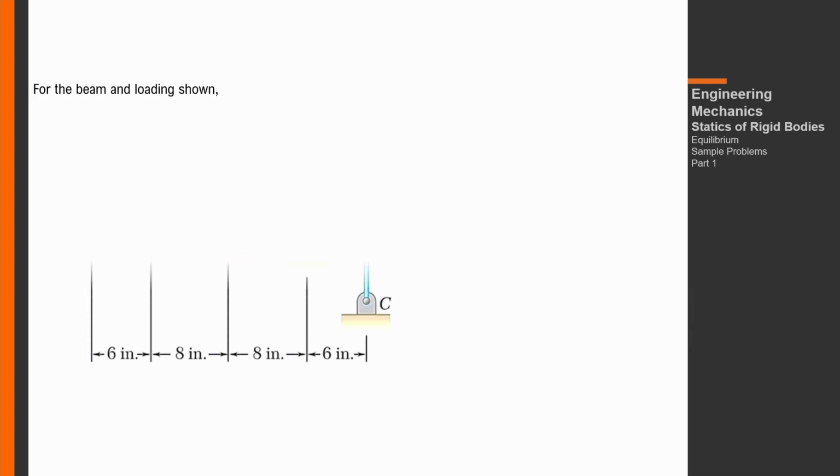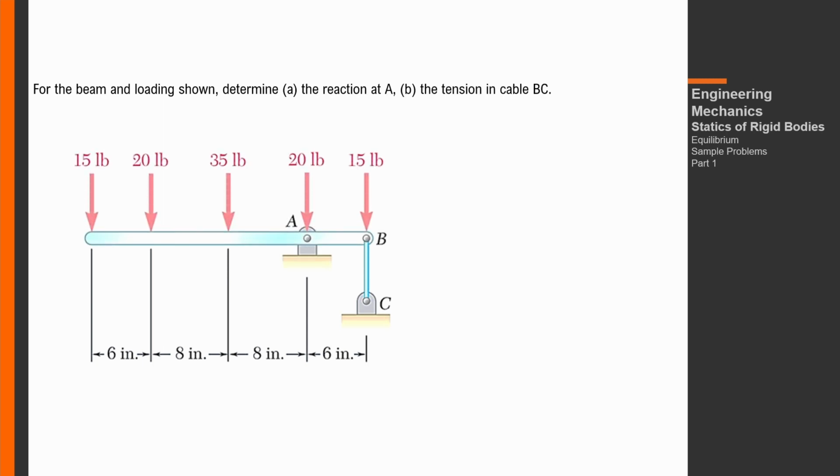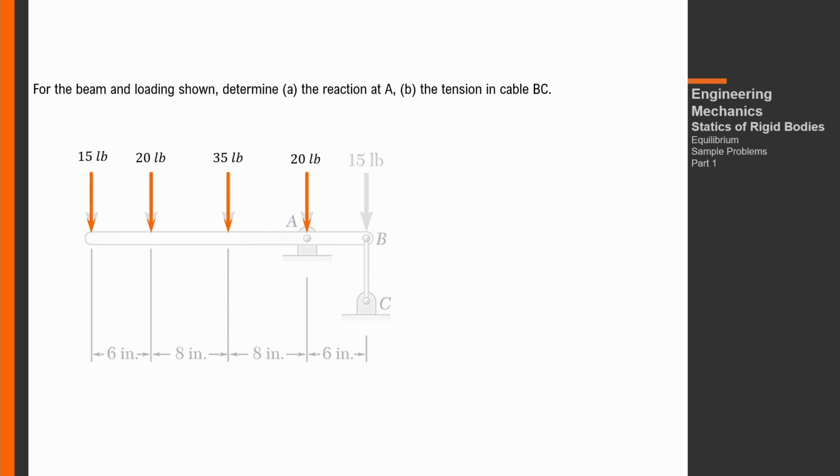So, next problem, for the beam and loading shown, determine the reaction at A and the tension in cable BC. So, gawa ulit tayo ng free body diagram. So, yun yung force. So, 15 pounds, 20 pounds, 35 pounds, 20 pounds, tapos yung 15-pound force directed downwards. Meron tayong hinge or pin sa point A, tapos cable sa BC. So, pwedeng yung reaction sa A, yung components ng reaction, so, vertical component, tsaka yung horizontal components ng reaction sa A. Tapos yung sa BC, so tension sa cable BC, so away from point B.